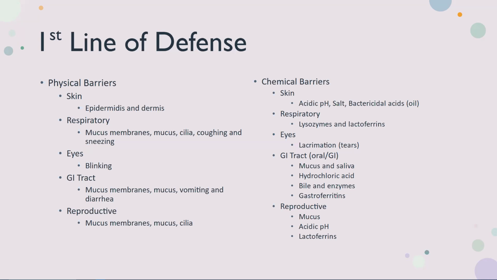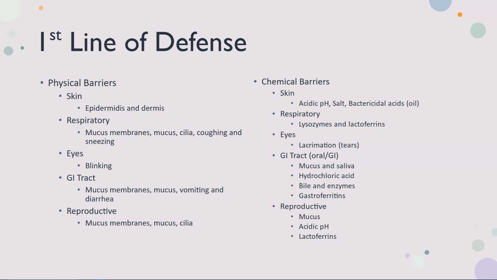So if you're given a case study or a question on the exam regarding the first line defense, make sure that you read through which organ or organ system is being discussed. And then from there, you can determine what first line physical barriers there are.